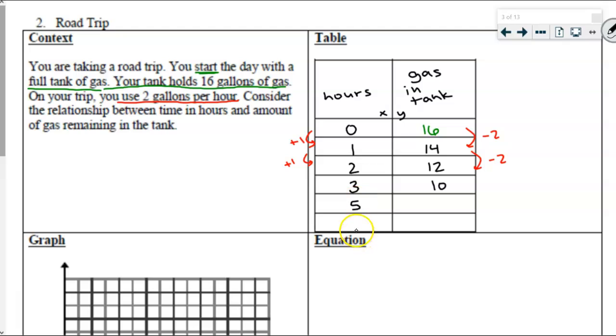Go ahead and skip. I like to skip ahead sometimes. Now, notice what's happened here. 2 hours have passed, and if 2 hours have passed, then I've lost not just 2 gallons, but 4 gallons. So 10 minus 4 is equal to 6. And same thing here, 2 more hours have passed, so we have lost 4 more gallons, and 6 minus 4 is equal to 2.